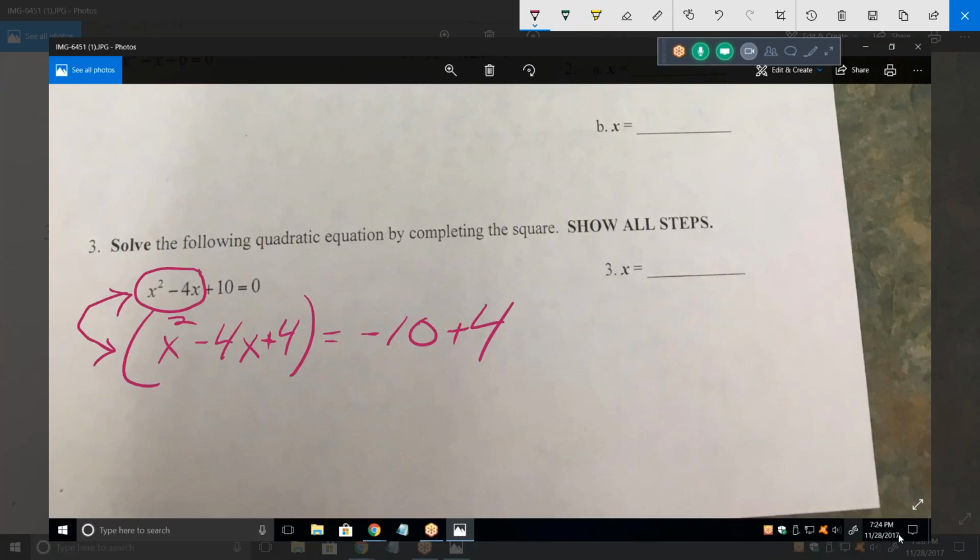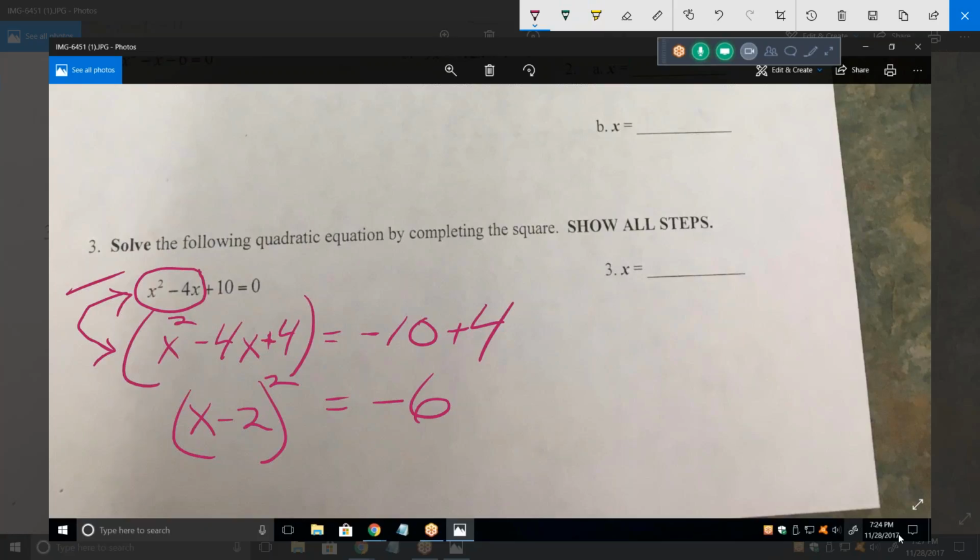Now, the reason you complete the square is so that I can write this as x minus 2, a binomial linear term squared. Now I'm going to solve the problem by taking the square root of both sides. That's why I put the 10 on the other side. It's because I knew I would get to a point, whenever you're solving quadratics by completing the square, you're going to have a linear term squared equals a number.